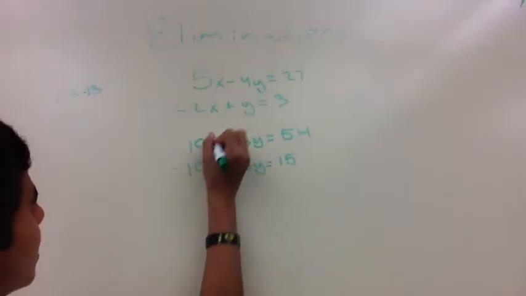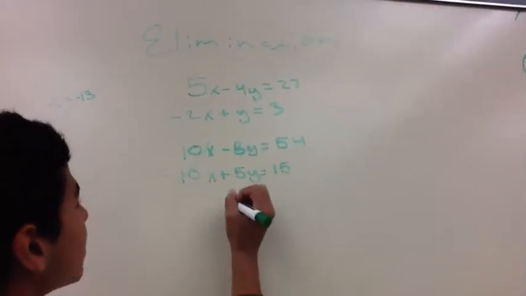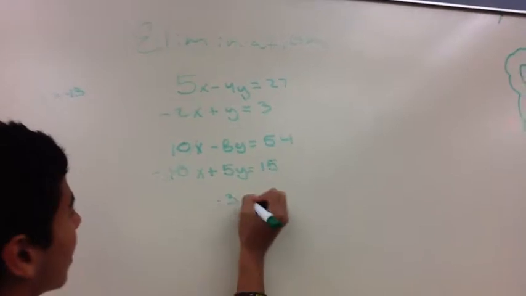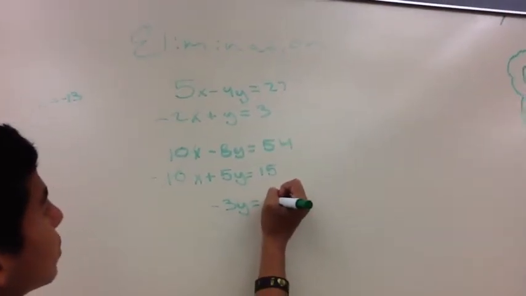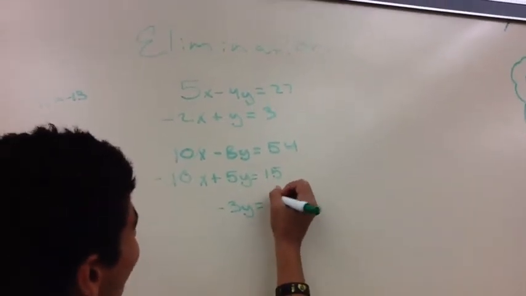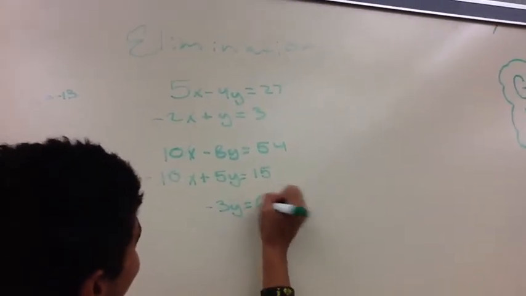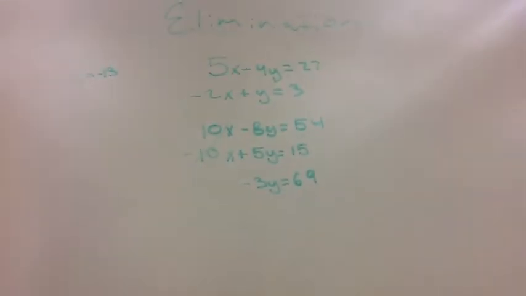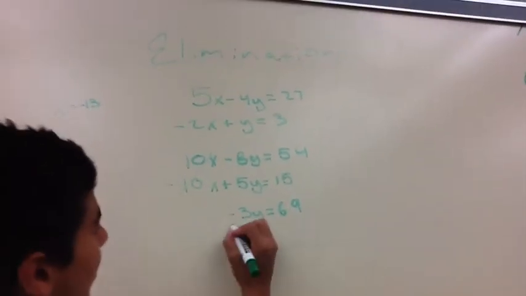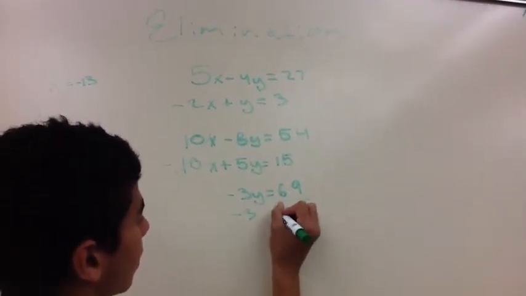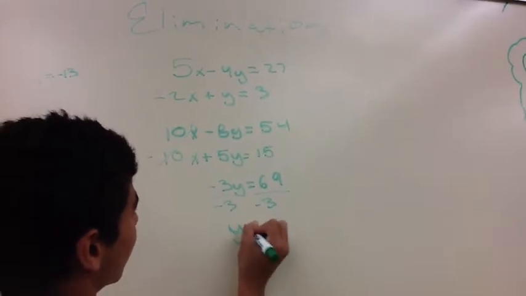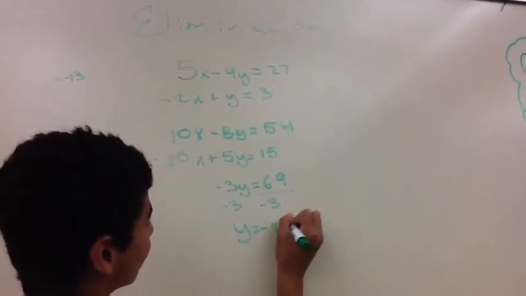So it cancels out, and we add these, we should end up with negative 3y equals 69. And divide that by negative 3. And you should end up with negative 23. Now you have the y and the x.